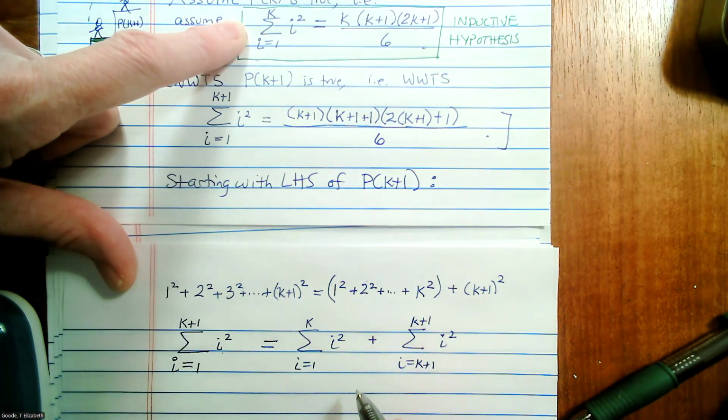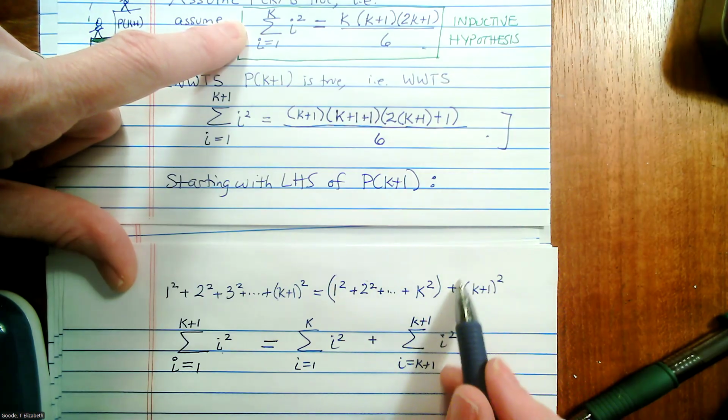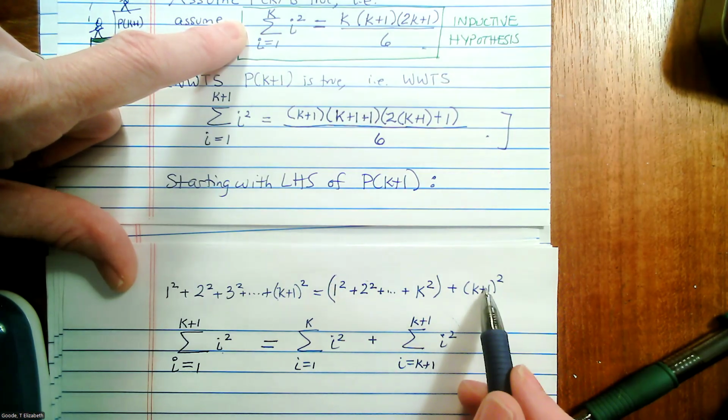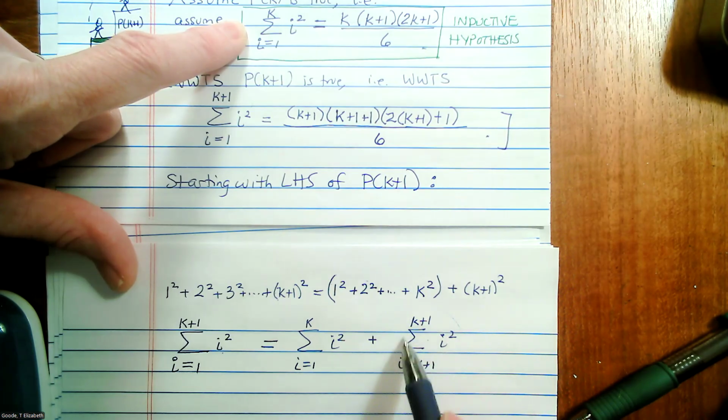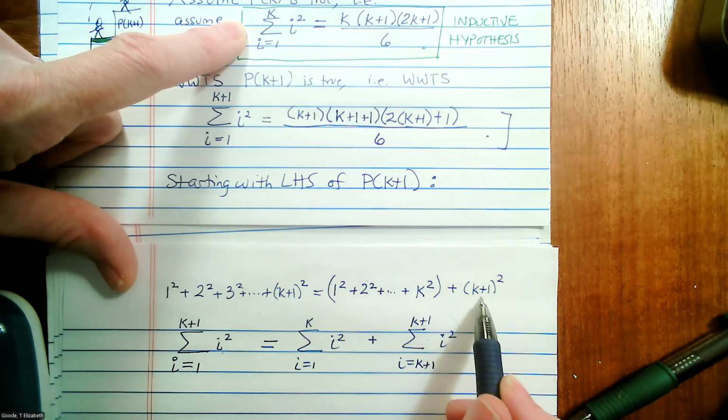See what I mean? You don't have to write this here. You could just write this here if you wanted. They're the same thing. This is just a single term where I has the value K plus 1 at the beginning and at the end. So it's just this term. Do you understand that?